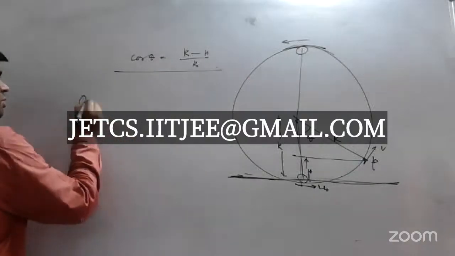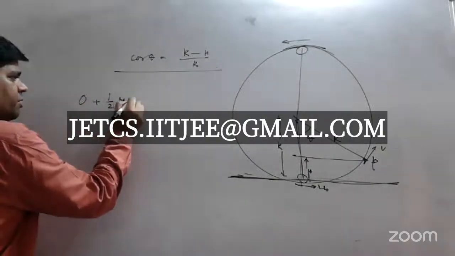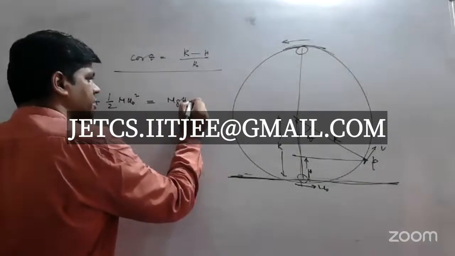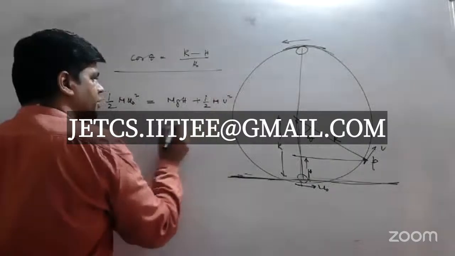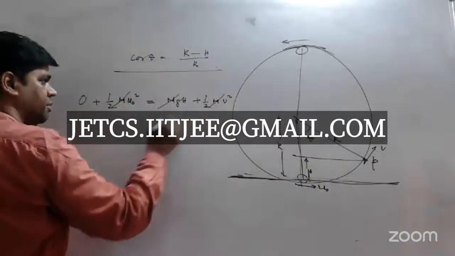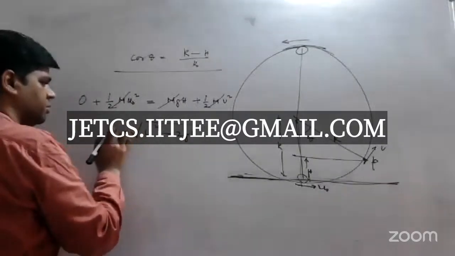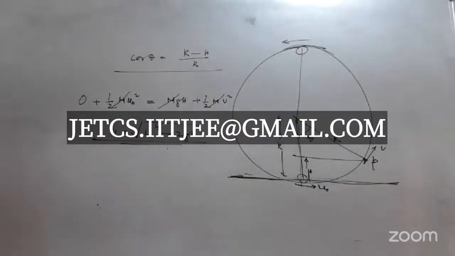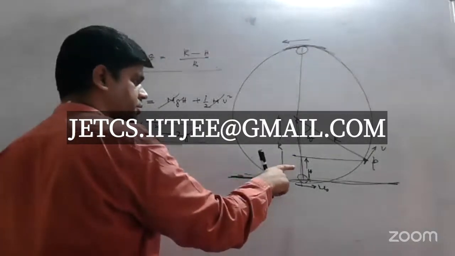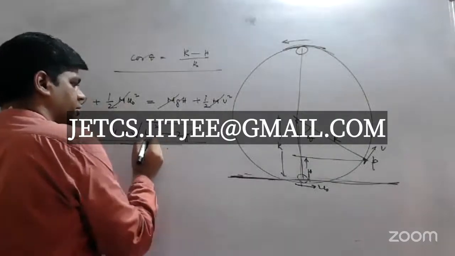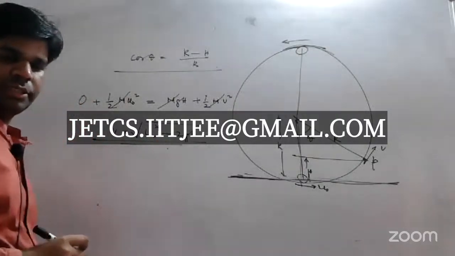So my initial potential energy is zero, plus initial kinetic energy half m u naught square, is equal to the final potential energy, m g h, plus final kinetic energy, half m v square. So m gets cancelled out. So v square is equal to u naught square minus 2gh. Alright. So I get v as a function of h. If I tell you the height, I can tell you what v is. So is it clear?